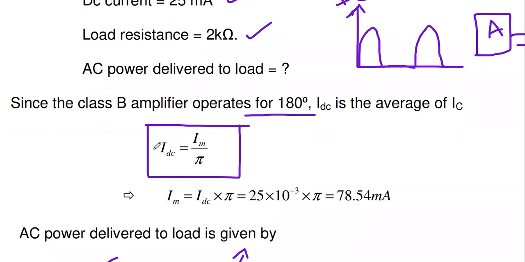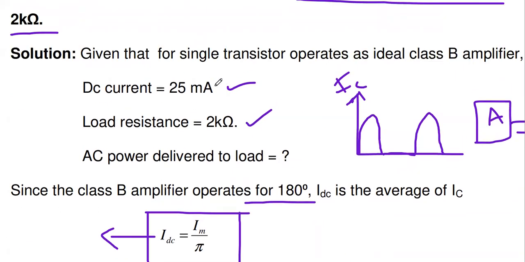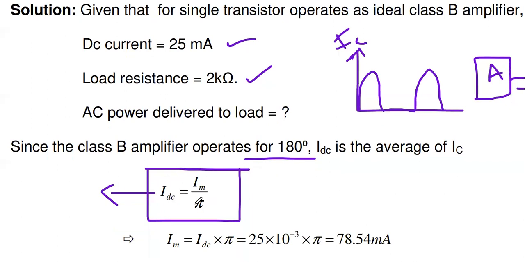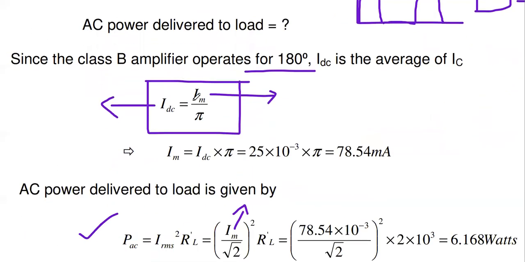Here IDC, the DC current flowing, is given as 25 milliamps. From this equation, our aim is to find IM. So rearranging this equation, IM equal to IDC into pi. The DC current given is 25 milliamps, so 25 into 10 to the power minus 3 into pi.